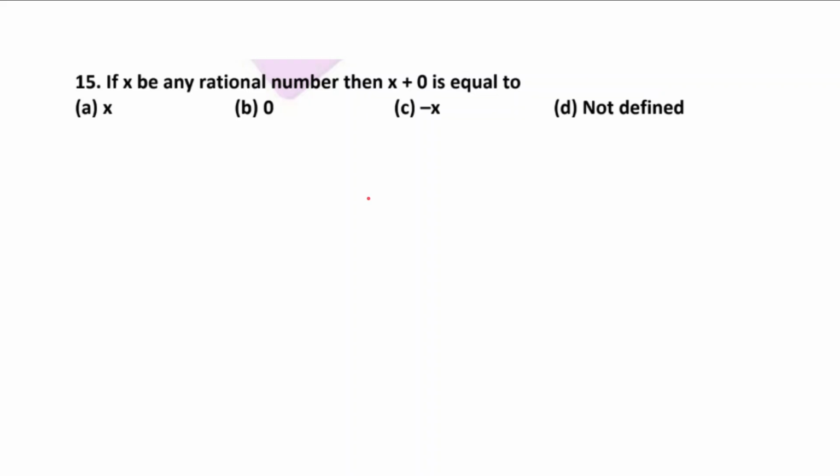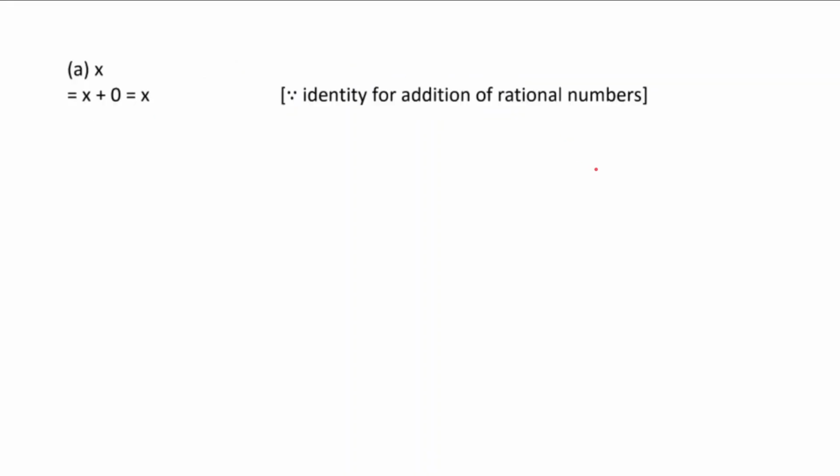Okay. Now let us solve this problem. If x be any rational number, then x plus 0 is equal to, of course, it is x only. If x be in the additive identity, x plus 0 will be x only. So correct your solution.